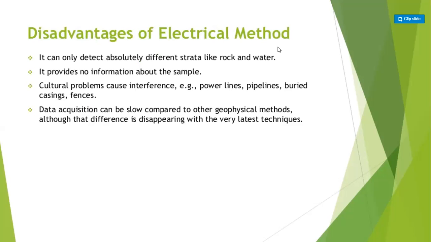Disadvantages of the electrical method. It can only detect absolutely different strata like rock and water. It provides no information about the sample. Cultural problems cause interferences, for example power lines, pipelines, buried casings, or fences. Data acquisition can be slow compared to other geophysical methods, although that difference is disappearing with the very latest techniques.